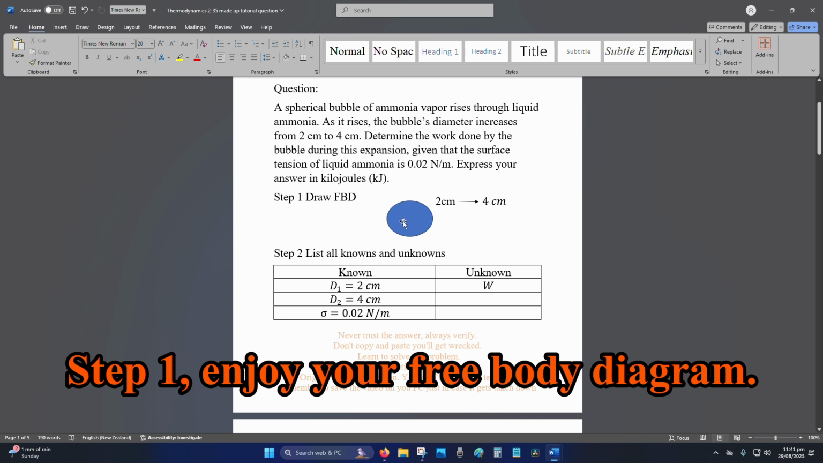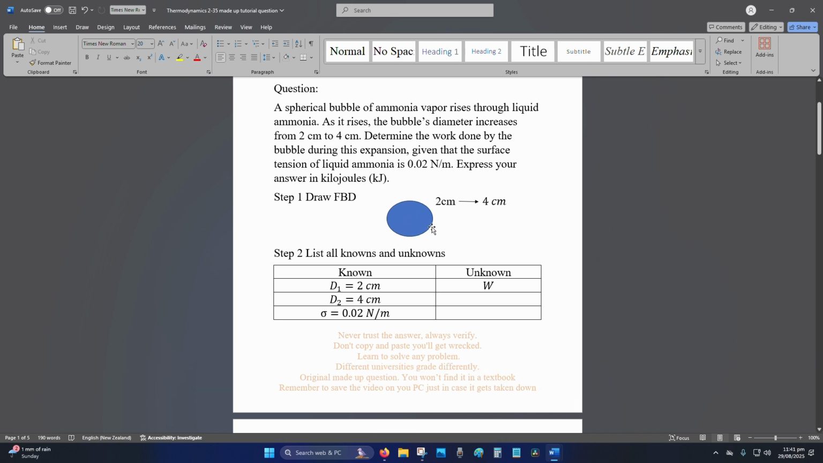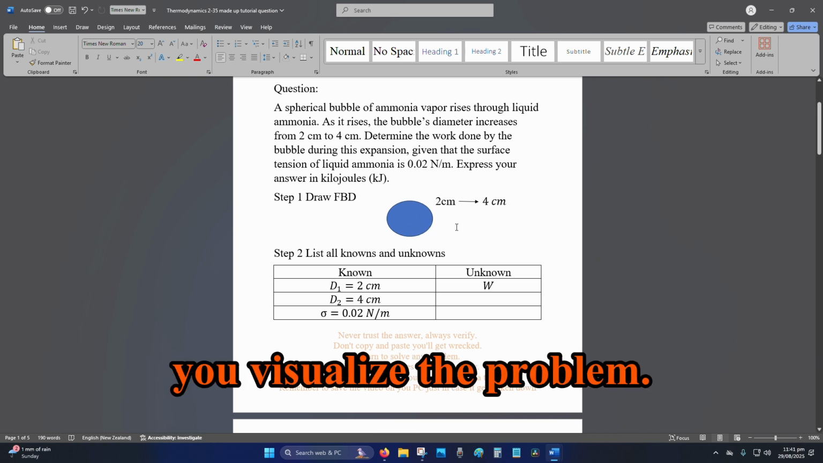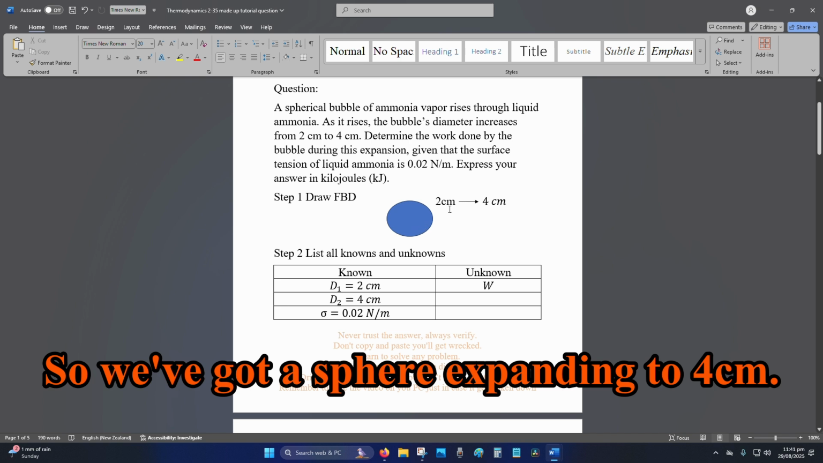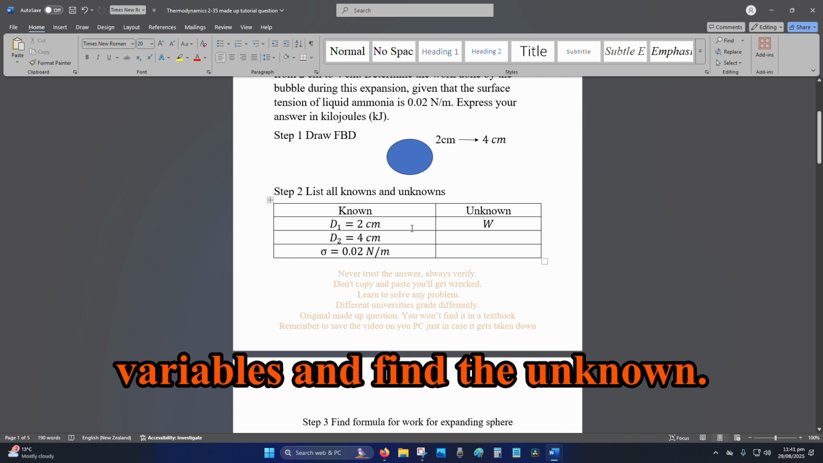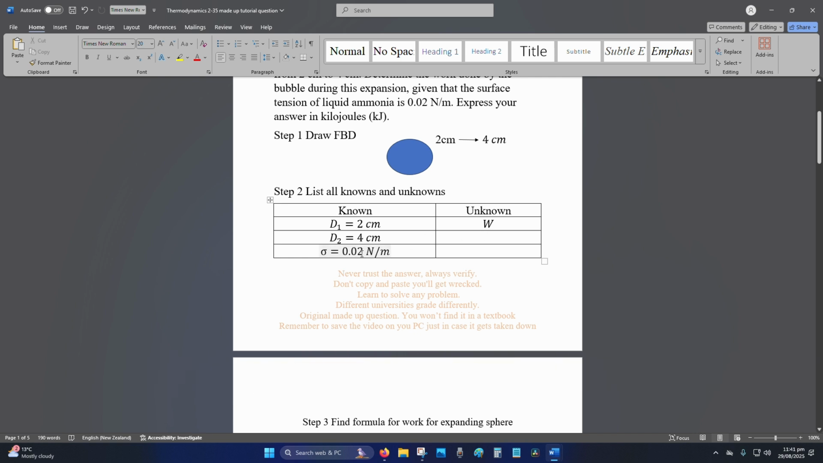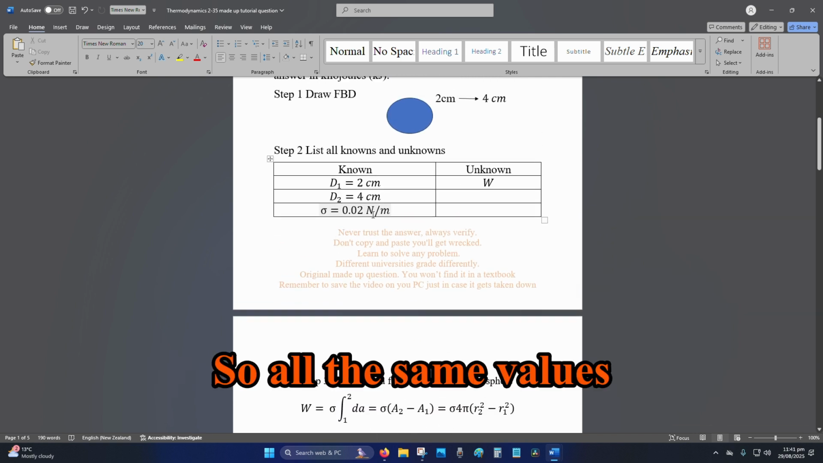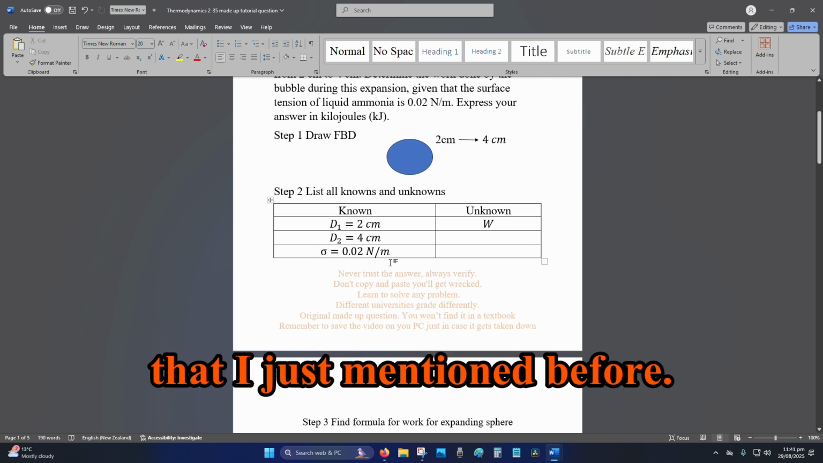Step 1, draw your free body diagram, your FBD. This will help you visualize the problem. So we got a sphere expanding to 4 centimeters. Step 2, list all the given variables and find the unknown. So all the same values that I just mentioned before.